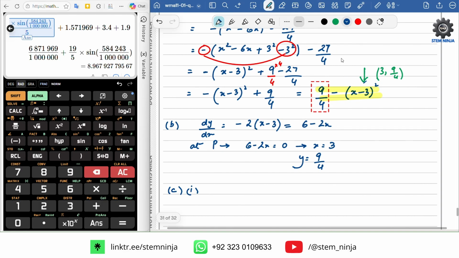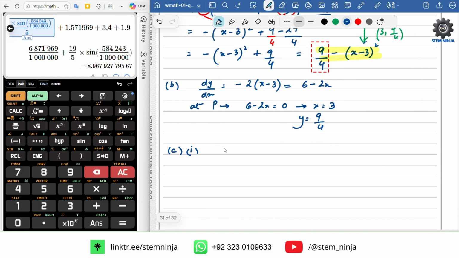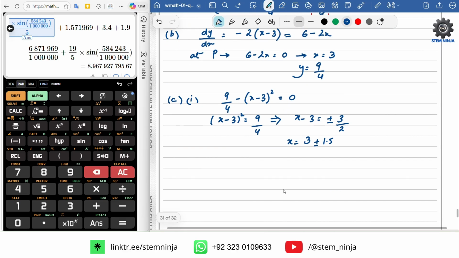That means we need to find out the roots for this. So 9/4 minus (x minus 3) whole squared equals 0. So this becomes (x minus 3) whole squared equals 9/4, which becomes x minus 3 equals plus or minus 3/2. So this means that x is 3 plus or minus 1.5, or 3/2.